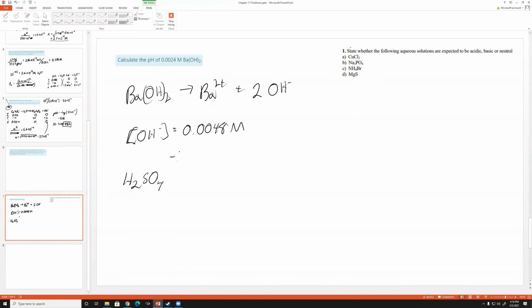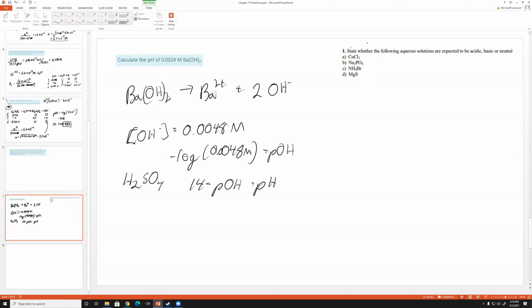So what we can do is the negative log of 0.0048 molar, and that will equal the pOH. And just to save time, I'll do 14 minus pOH equals pH, and you can solve that on your own.